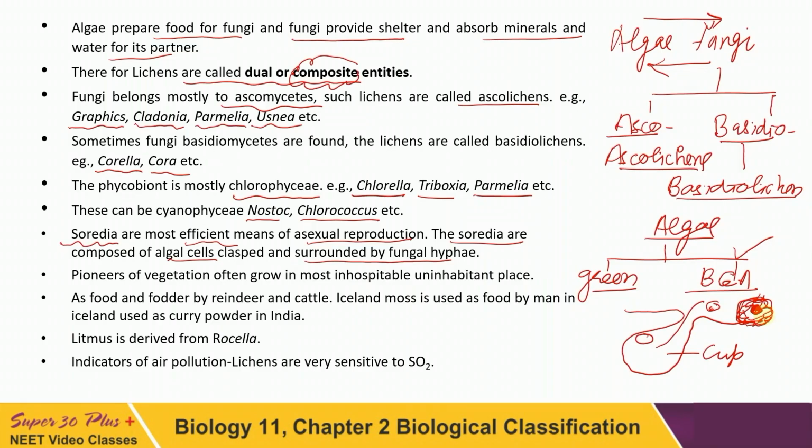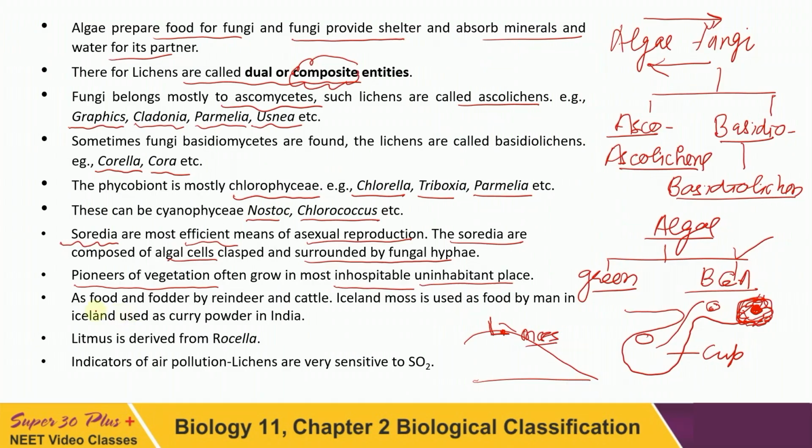Regarding the economic importance of lichens, these are pioneers of vegetation. Say there is a bare, barren rock with no vegetation. Then lichens play a very important role in ecological succession. Lichens are the first entity which will develop on barren rock, followed by bryophytes like mosses. In the most inhospitable places, lichens are the first to grow.